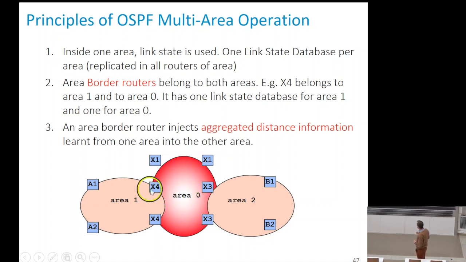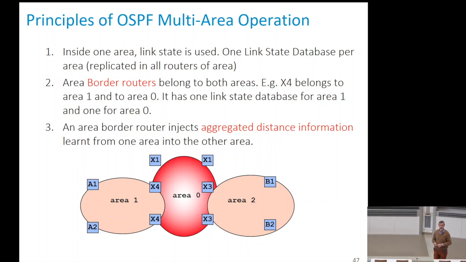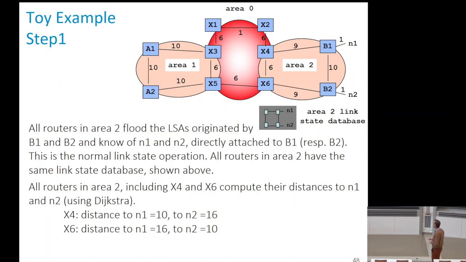And the routers that are at the border, they are the ones that are used to inject the information from one area to the other. Everything they learn in one area, they use it and inject it to the flooding mechanism of the other areas. So let's see an example.